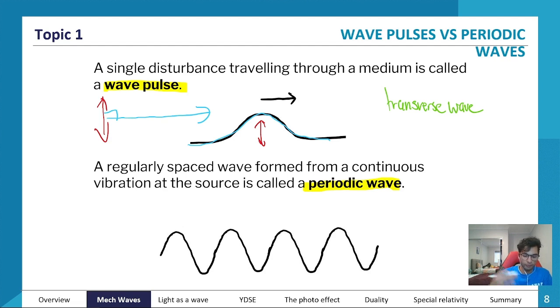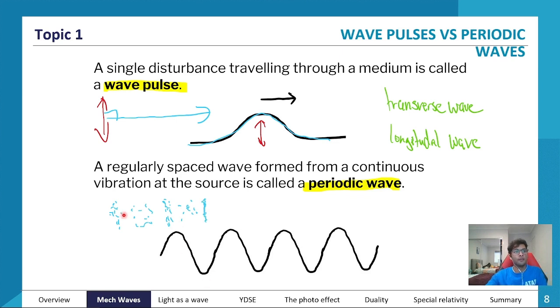The second type of wave we have is something called a longitudinal wave. A longitudinal wave is when the particles and the wave are traveling in the same direction. The most common example of this is sound waves. So this is what a sound wave looks like. You have these dots bunched up close together, and these dots are like air particles.